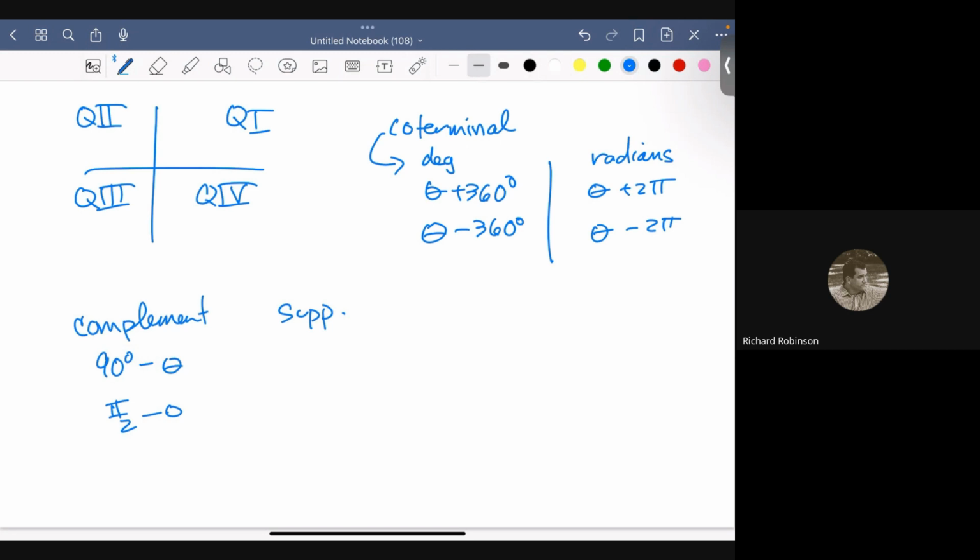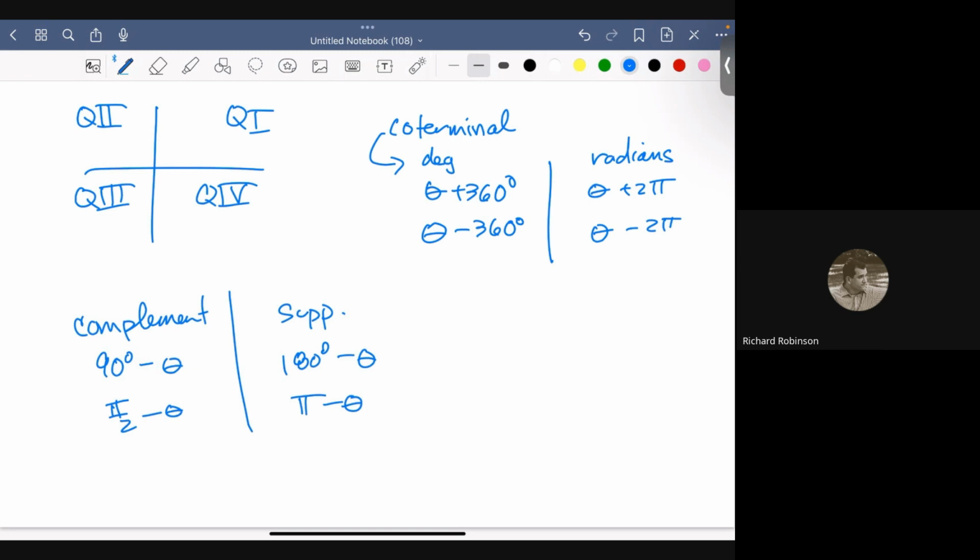Again. Supplement. What do you do for supplement? Ava, what do you do for supplement? Very good. 180 minus. Or what do you do in radians, Caitlin? Pi minus, right? Cool.